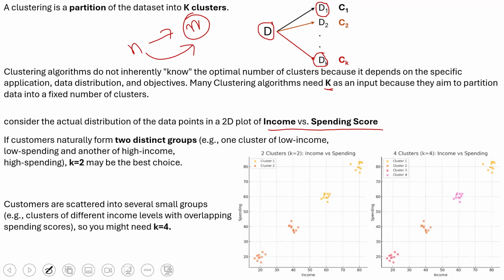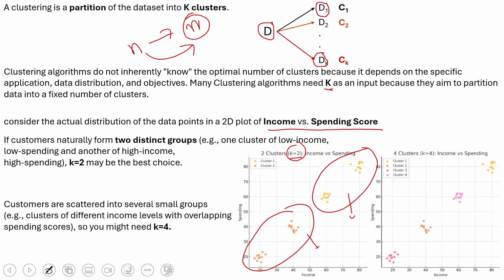Okay, here you have the data set that is given to you. In one case, you have created two clusters. So this is one cluster and this is two cluster. In this case, you have passed K as 2 so that the clustering algorithm came up with two clusters. This is cluster number 1 and this is cluster number 2.